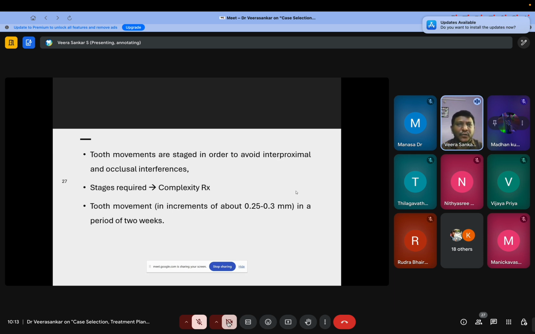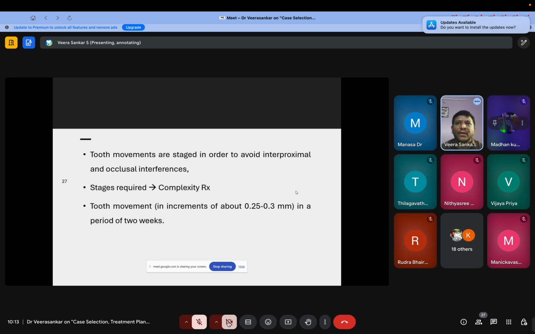What is that staging of tooth movement? In orthodontics, there is something called round tripping. We usually, when the patient comes with a proclination, the round tripping is nothing but moving the teeth forward and then taking it back. What is that forward moving? Is it really necessary? Yes, in certain cases.